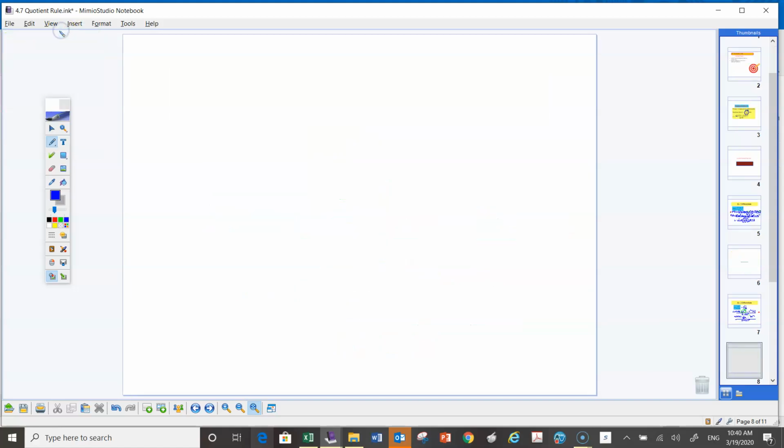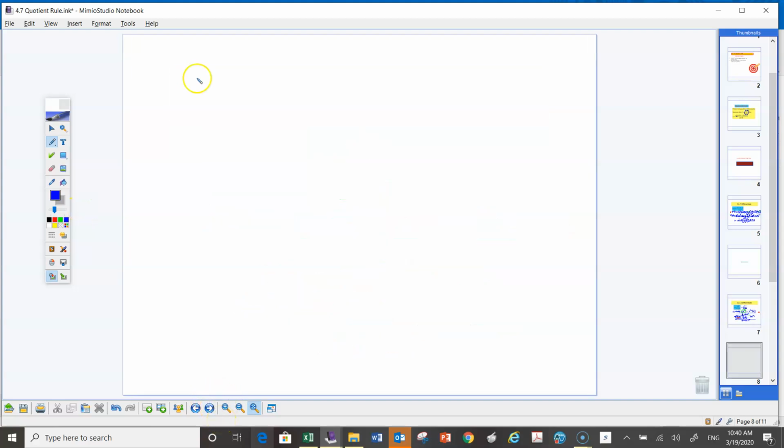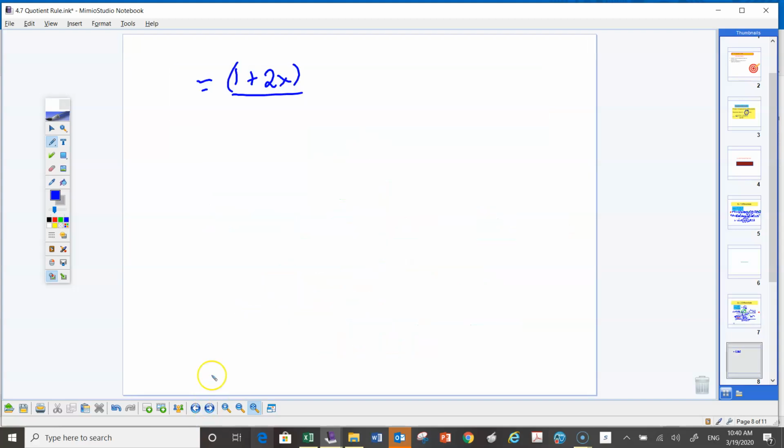Okay, so now at the next stage, I am going to multiply these two terms together, and remember, this guy here is really over 1, so I'm just multiplying two fractions together. So I'm going to multiply the 1 plus 2x by the 1, and this is going to equal 1 plus 2x. And when I multiply the bottoms together, 1 times 2x to the 1/2 is just going to be a 2x to the 1/2 right there, minus my next term is 2x to the 1/2.